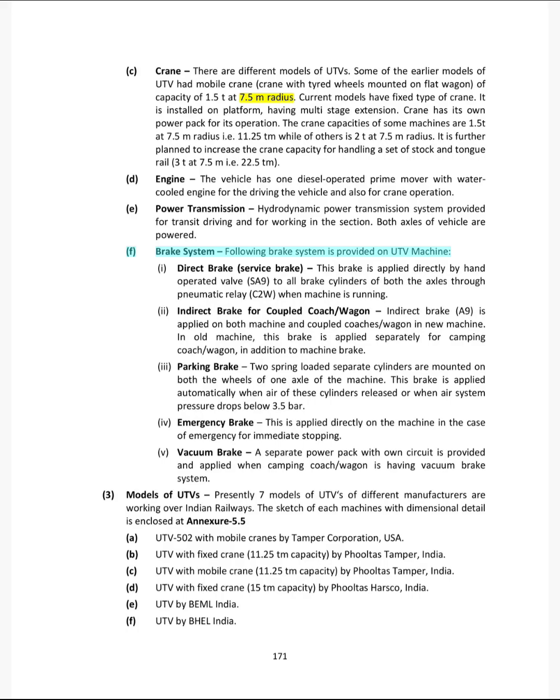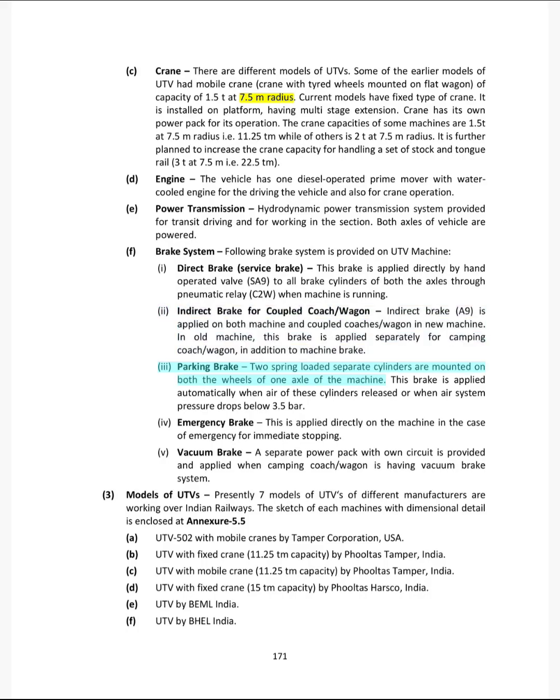F. Brake system. Following brake system is provided on UTV machine. I. Direct brake, service brake. This brake is applied directly by hand-operated valve, SA9, to all brake cylinders of both the axles through pneumatic relay, C2W, when machine is running. II. Indirect brake for coupled coach, wagon. Indirect brake, A9, is applied on both machine and coupled coaches, wagon in new machine. In old machine, this brake is applied separately for coupled coach, wagon, in addition to machine brake.